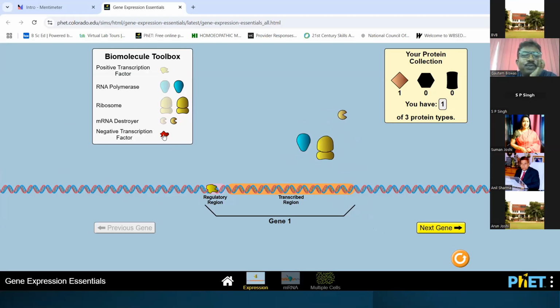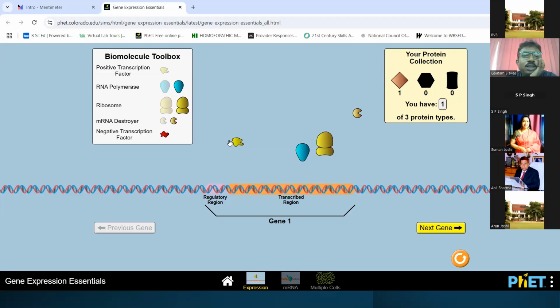What happens if the positive will bind by here? It shows that it is not allowing the process to go on.